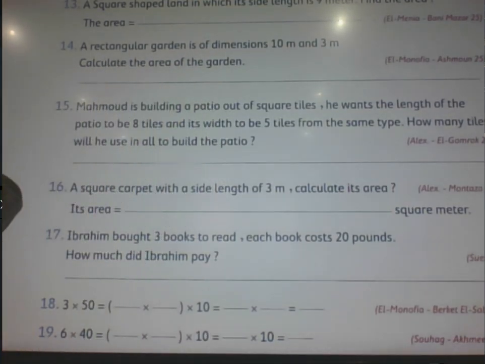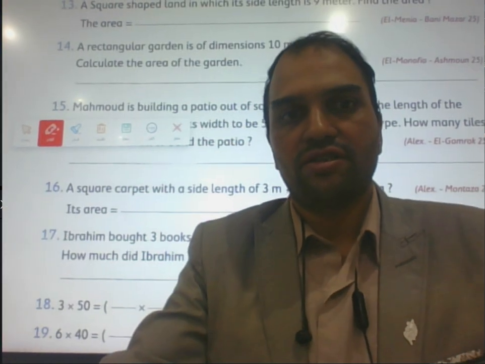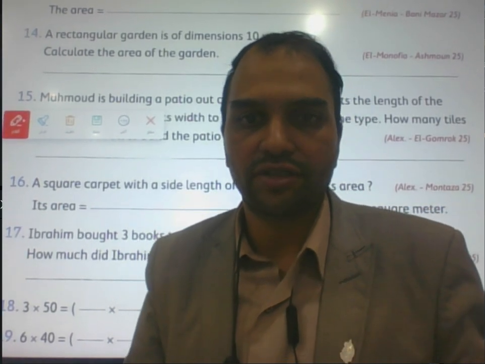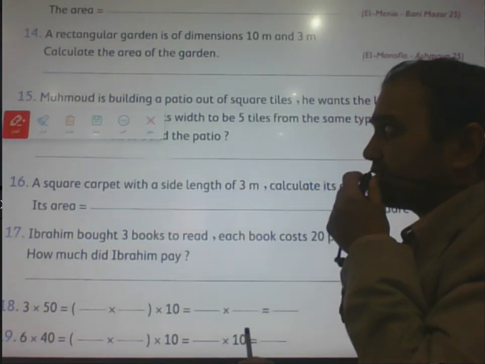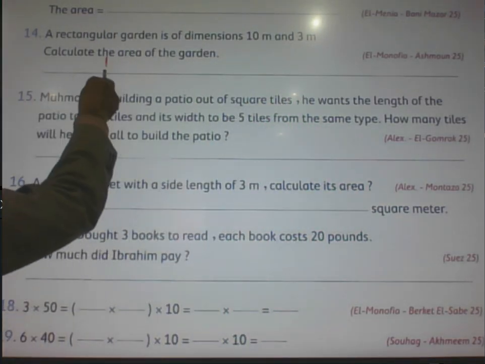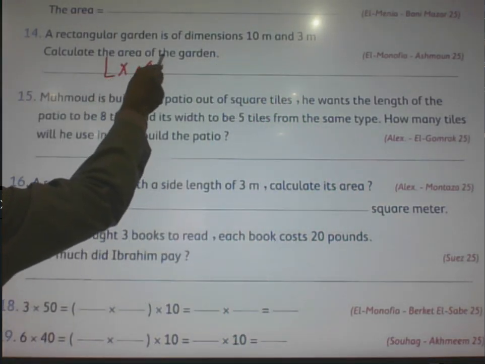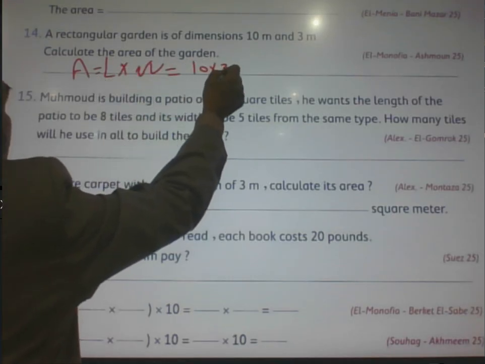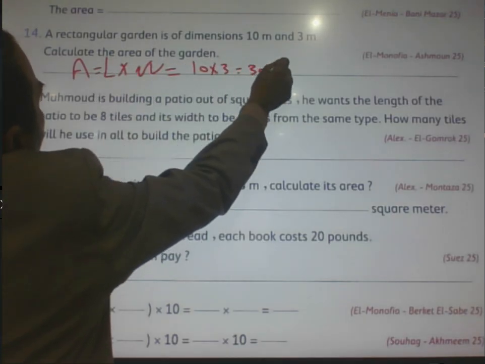Okay, the area of a rectangle equals length times width. We can multiply two numbers here to find the area. To find the area, we have two dimensions, 10 and 3. The area equals length times width. Then we have 10 times 3 equals 30 square meters.